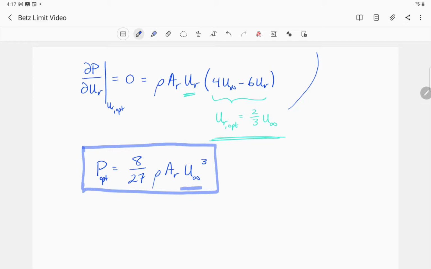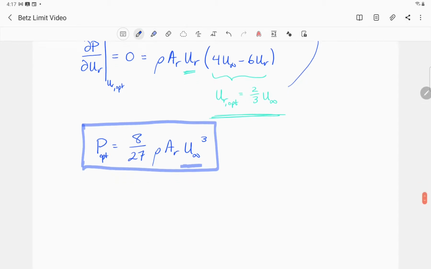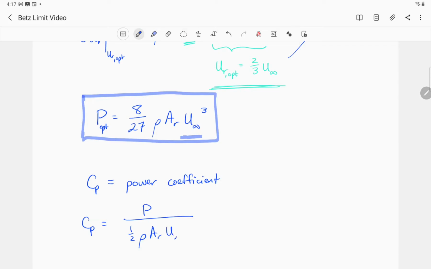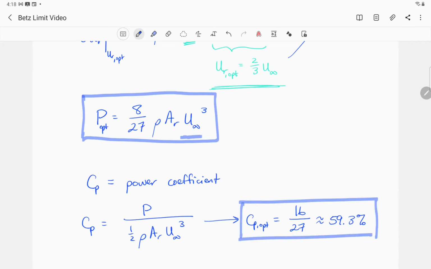Now, to finish up, I'm going to express this as a power coefficient, which is the way that the Betz limit is typically expressed. So Cp is the power coefficient, and is defined as power over 1/2 rho AR u infinity cubed. So our optimal Cp opt is equal to 16/27, which is approximately 59.3%. And this is usually what you will see when you hear someone refer to the Betz limit.